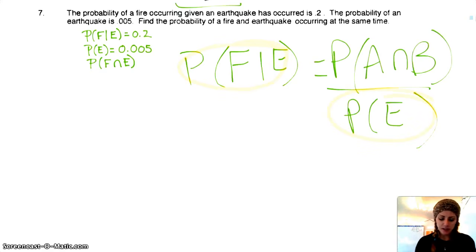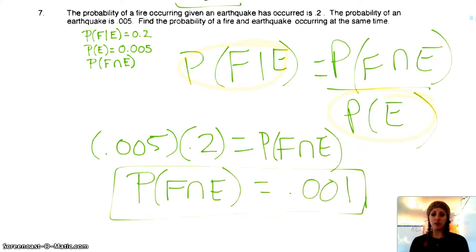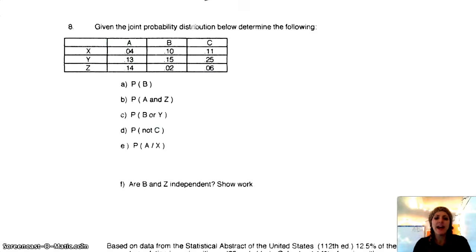So I plug those in and I get probability of fire given earthquake is 0.2, and I multiply that by my probability of an earthquake, which is 0.0005, and that's the probability of fire and earthquake. Then you can simplify that and get your probability of fire and earthquake to be 0.001. Cool. All right. Next problem.